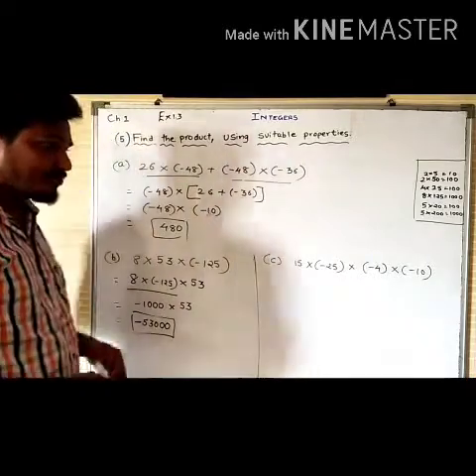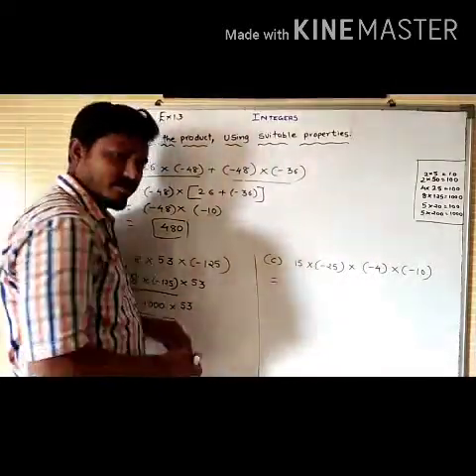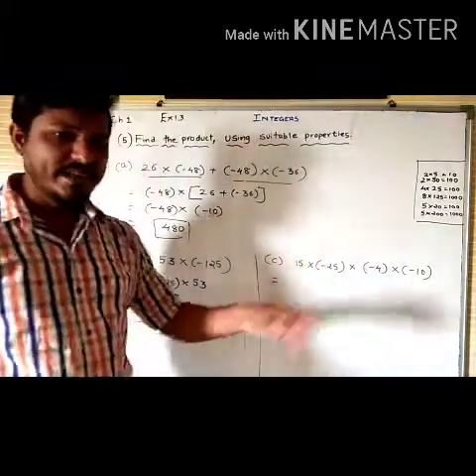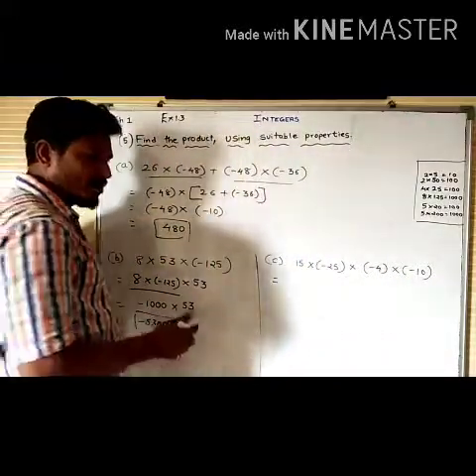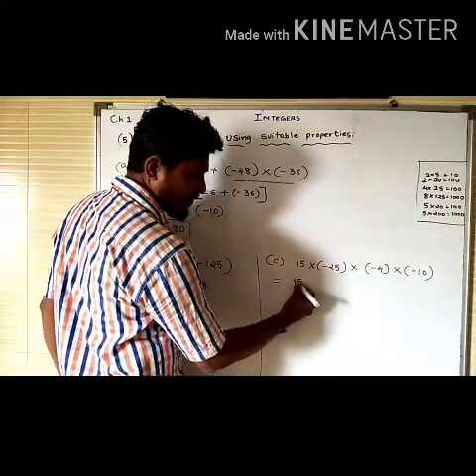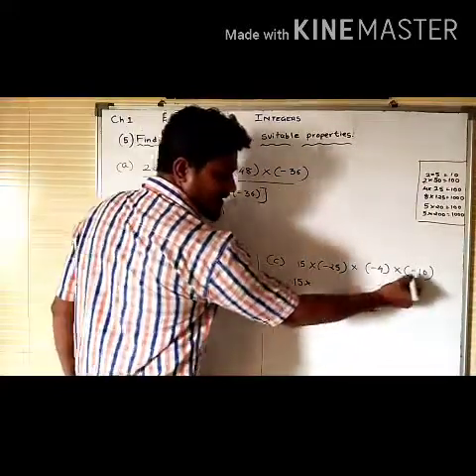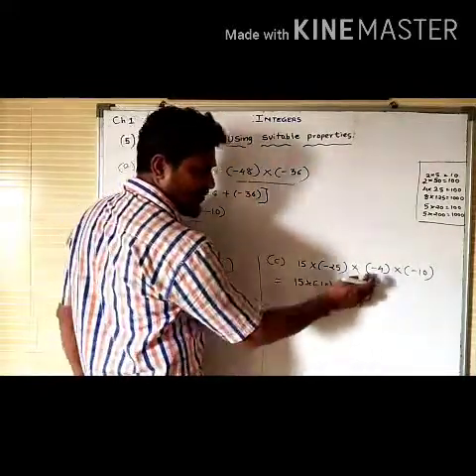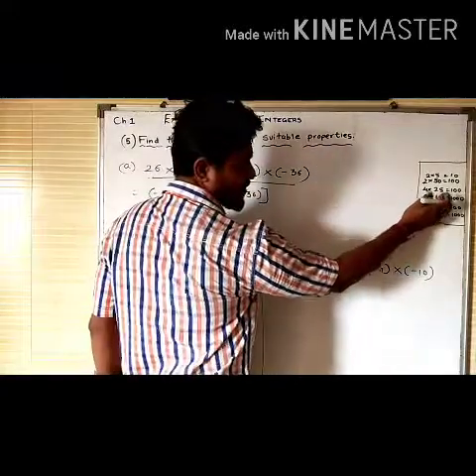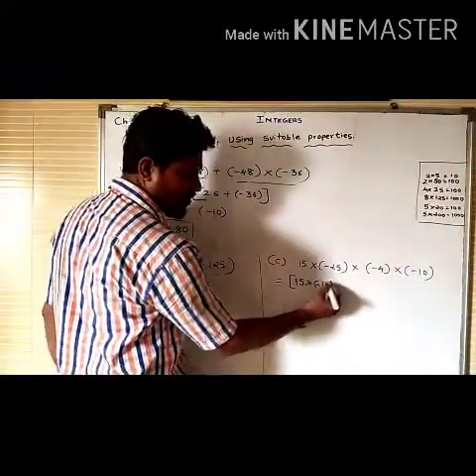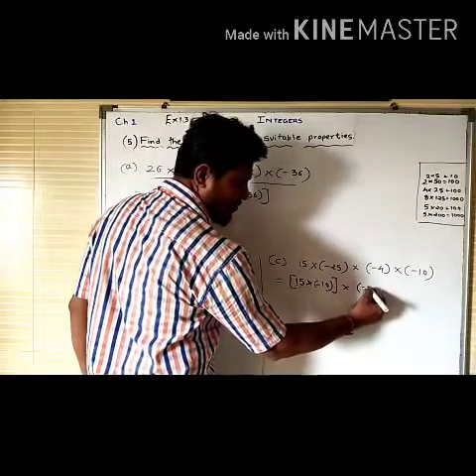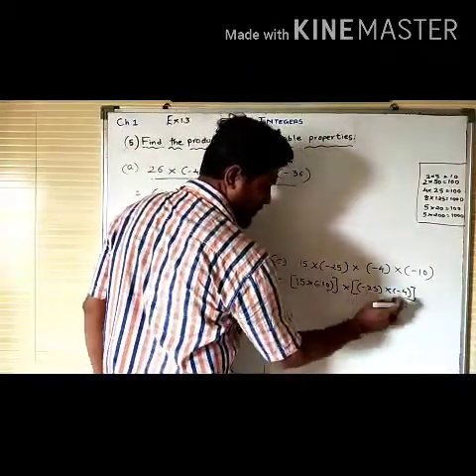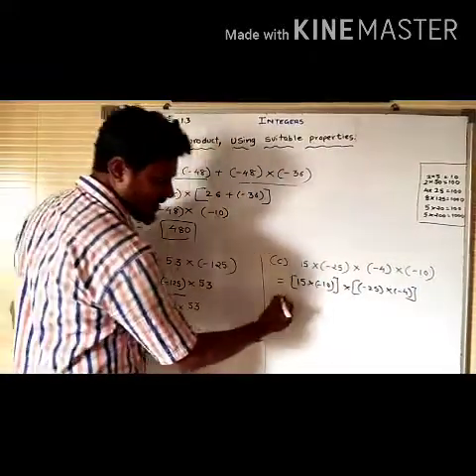Now the next one. Here also see, 15 into negative 25 into negative 4 into 10. You can do multiplication anywhere, but I will try to make a group of such numbers. 15 I will multiply with, I will just rearrange, negative 10. Because I know 25 fours is 100 only. So I will try to make a group of 25 fours. Now you can easily do the multiplication.